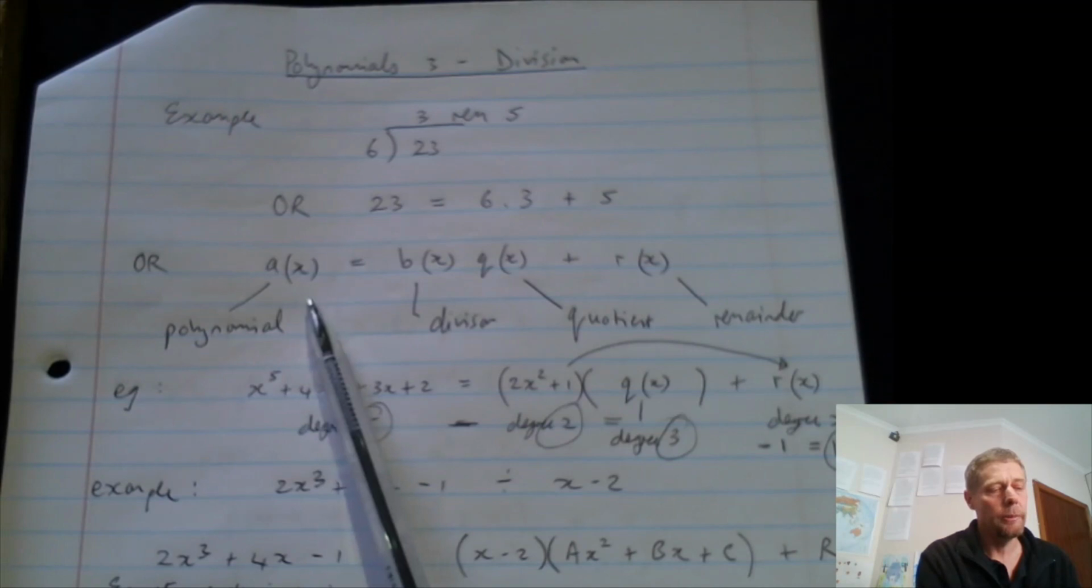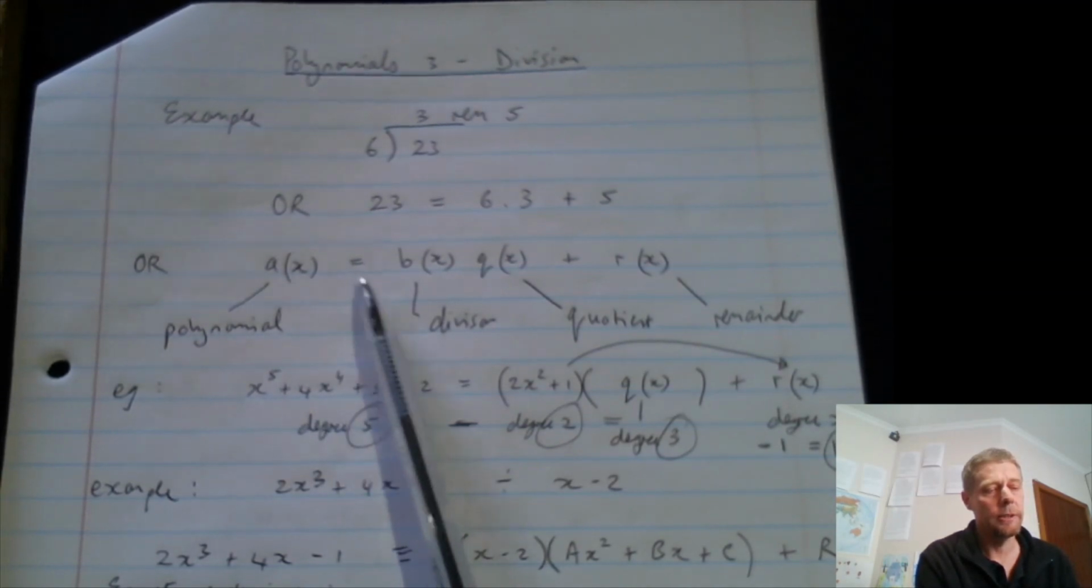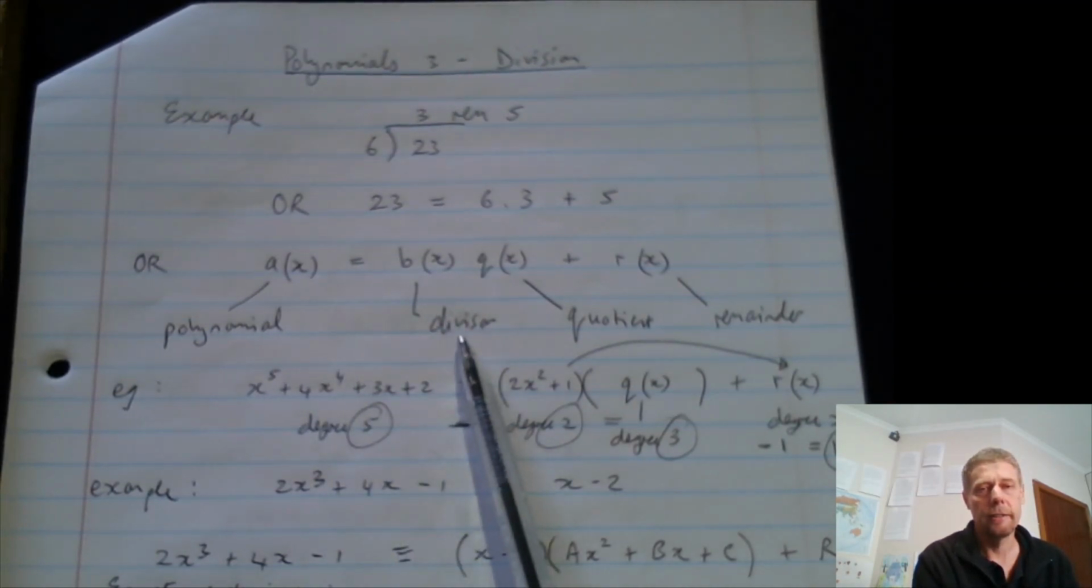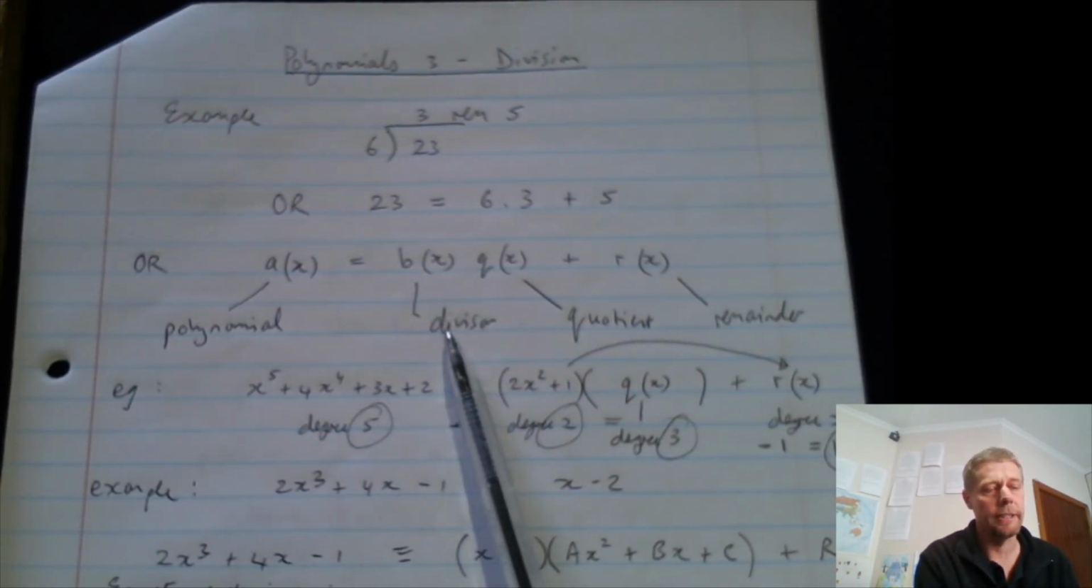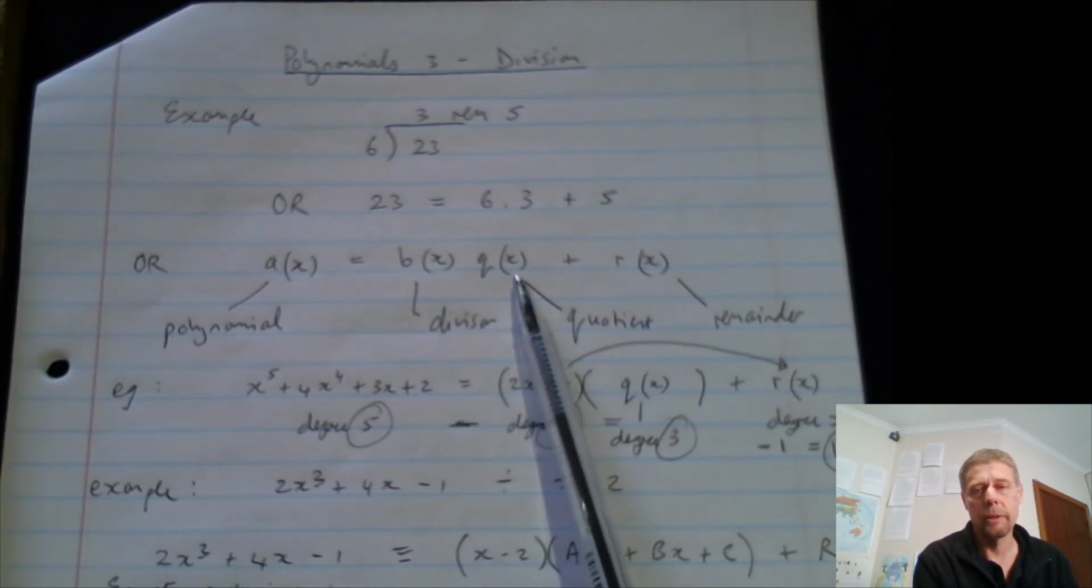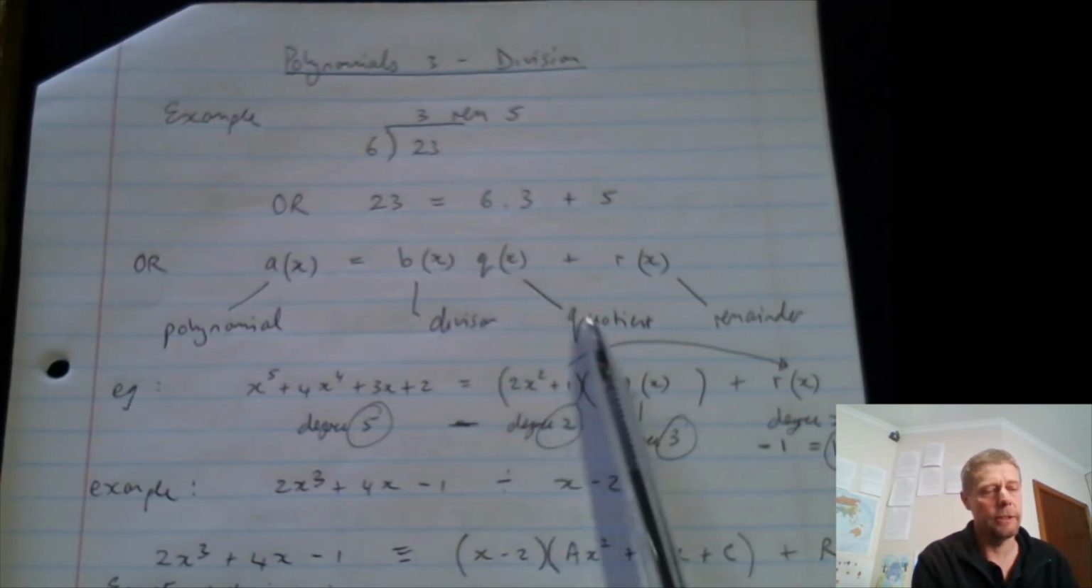You could have a polynomial, a of x equals b of x, the divisor. Okay, important to remember what you're dividing by. 6 was our divisor there, and b is our divisor here. So it's the divisor times the quotient. Now what is a quotient? Well, quotient is actually the answer. So that's the number 3 that we had in our division sum.